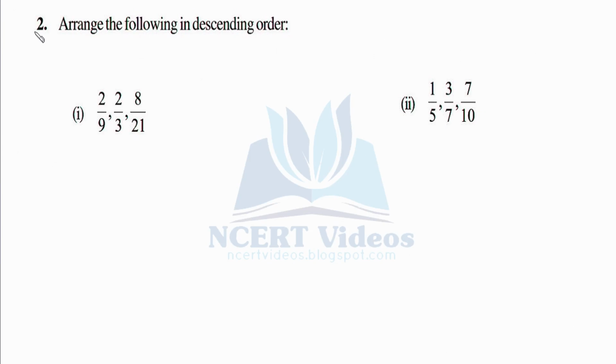Question second, arrange the following in descending order. So we have two questions. We have to arrange them in descending order. First of all, we will have to make them like fractions, that is making their denominators the same, so that we can compare them, and then we will arrange them in descending order, that is from highest to lowest.